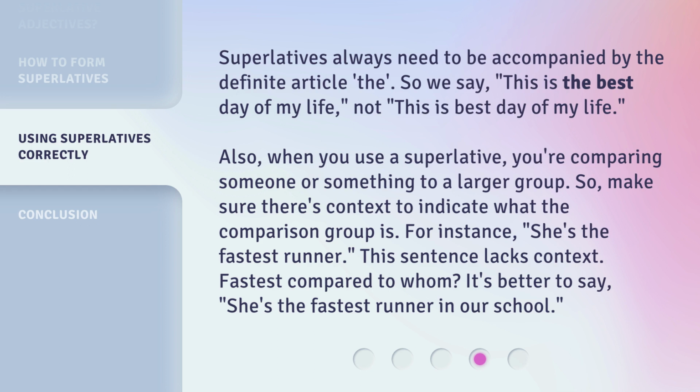For instance, she's the fastest runner. This sentence lacks context. Fastest compared to whom? It's better to say, she's the fastest runner in our school.